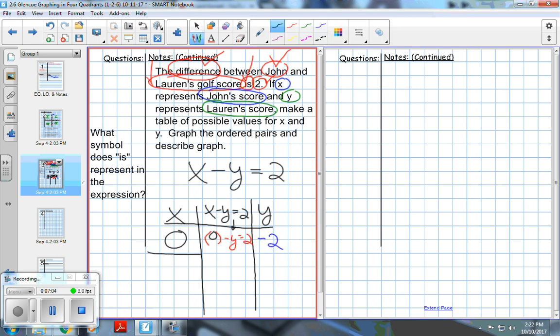Okay, I know, that was a hard one. I started with the negatives. Let's actually go to an easier number since we get to pick the x's. Let's jump to like 4. If John's score is a 4, what would y have to be in order for the whole equation to equal 2? Yeah, you're right. It would be a 2.